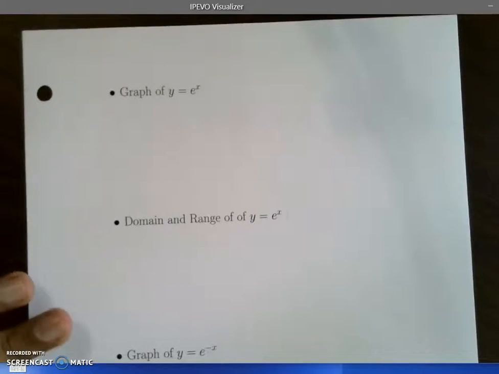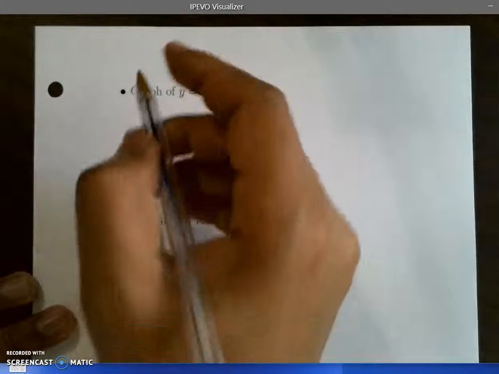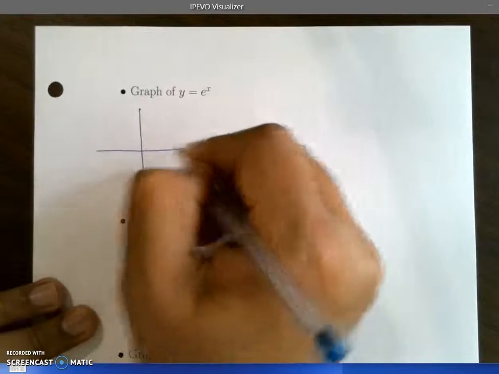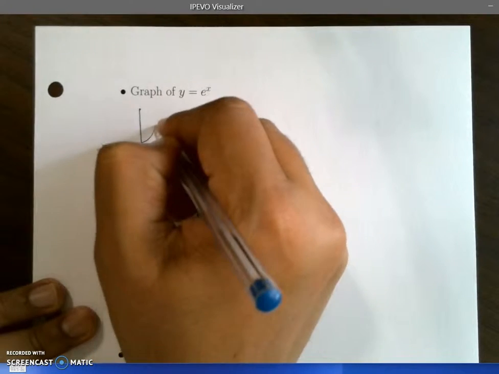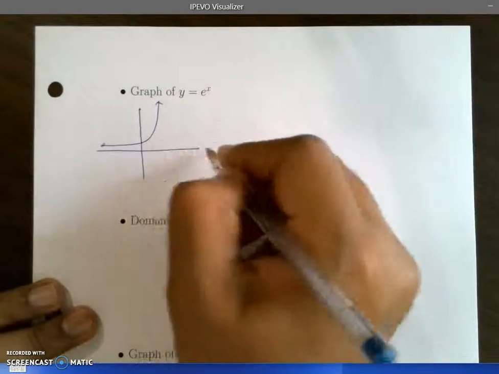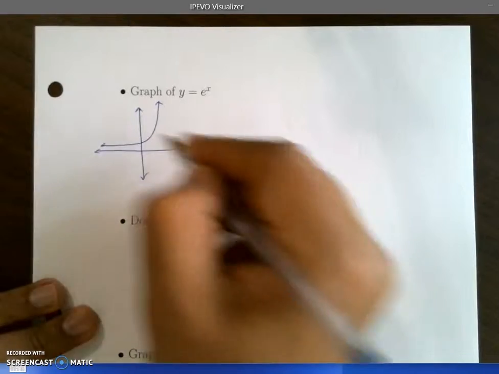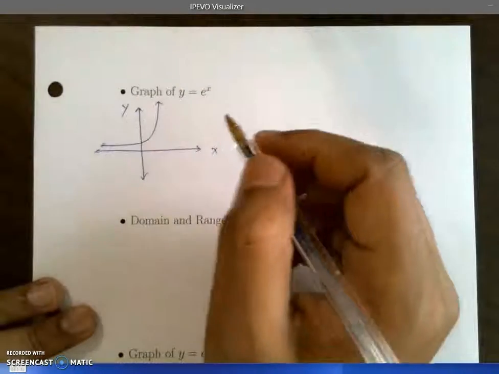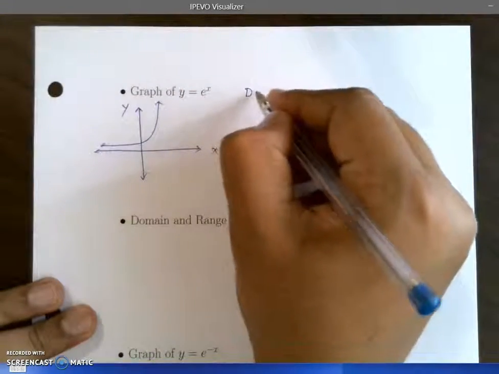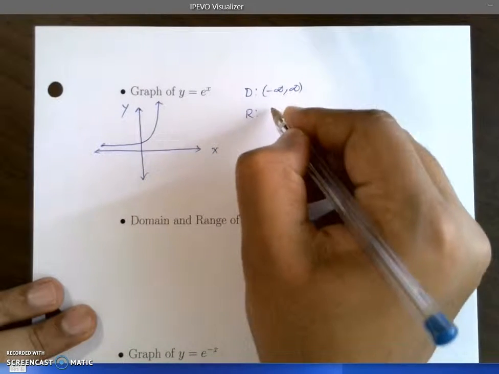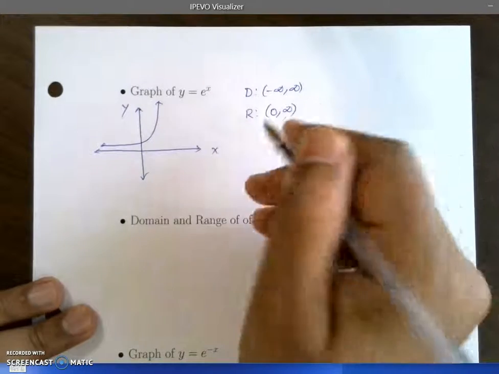Let's look at the exponential functions. This is probably one of the most important functions in math. The graph of the exponential function would look like this. This is a rough sketch. The domain of this graph is going to be from negative infinity to positive infinity. The range of this graph is going to be from 0 to positive infinity.